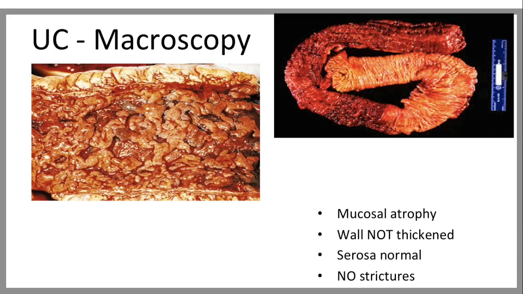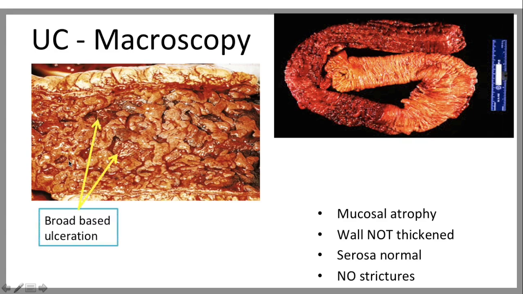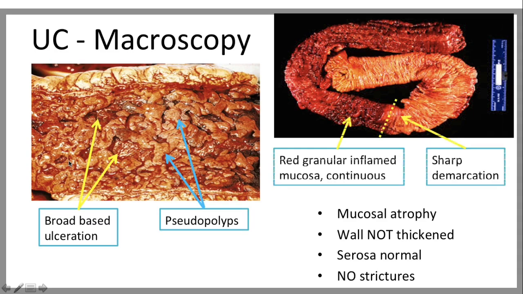Let's compare that to ulcerative colitis. So macroscopically, ulcerative colitis, as we mentioned earlier, tends to involve the rectum moving proximally in a continuous manner, as you can see in the top right hand side here. And the mucosa often has a broad-based ulceration. You can see here as the areas of defect of mucosa, and the islands of residual mucosa here represent the pseudopolyps. Okay, so broad-based ulceration and pseudopolyps.